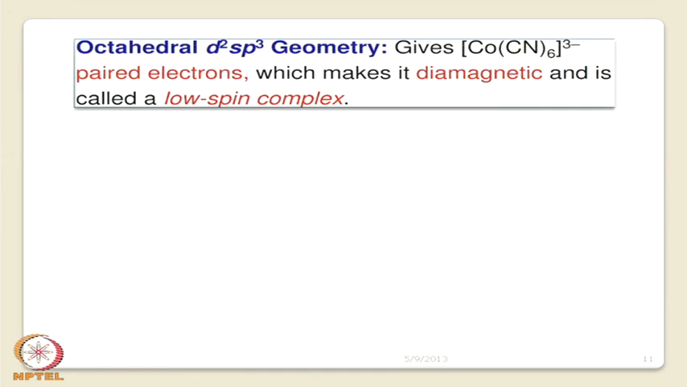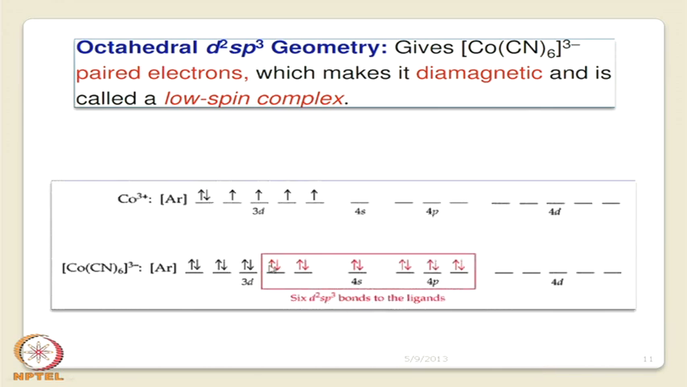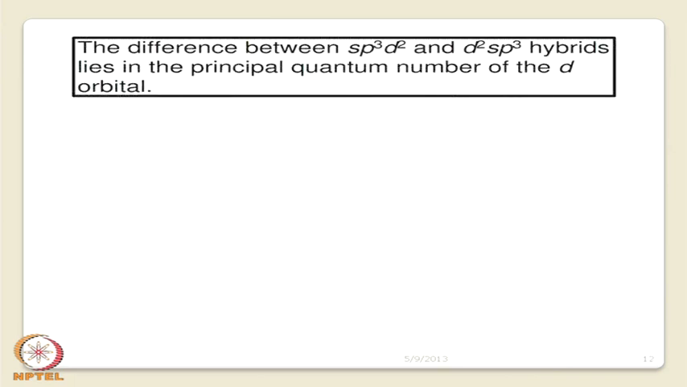This we have already seen. This is another example of d2sp3 hybridization, where we utilize the inner orbital hybridization scheme, that means the lower level of d, the 3d levels, are utilized for hybridization. So hexacyanocobaltate can give rise to a species where all 6 electrons are accommodated within the available 3d levels. All of them are paired, and the pairing gives a diamagnetic compound, and since the spin value is 0, we can consider it a low spin compound.